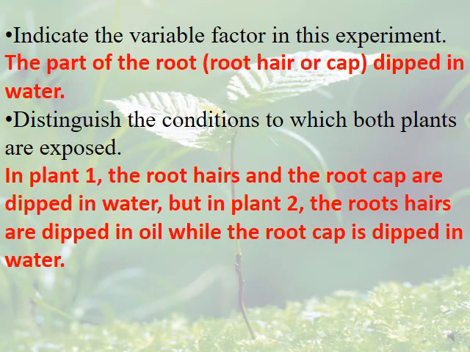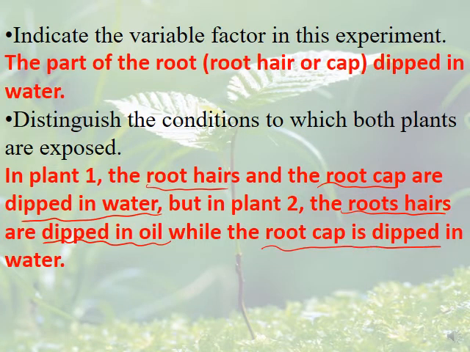So the variable factor is the part of the root, whether the root hair or the root cap, which is dipped in water. Distinguish the conditions to which both plants are exposed. In plant 1, the root hairs and the root cap are both dipped in water. In plant 2, the root hairs are dipped in oil, while the root cap is dipped in water. So here, the variable factor is the part of the root, the root cap or the root hairs, that is dipped in water.